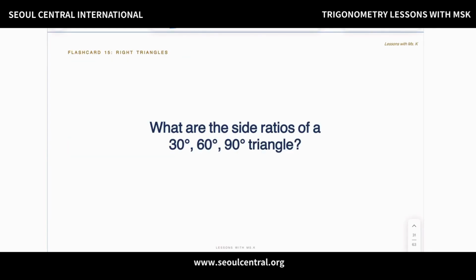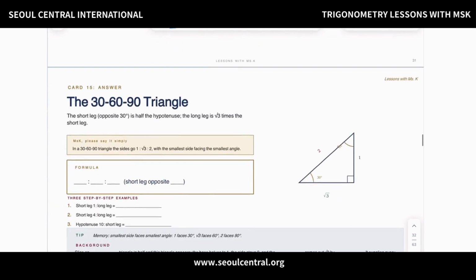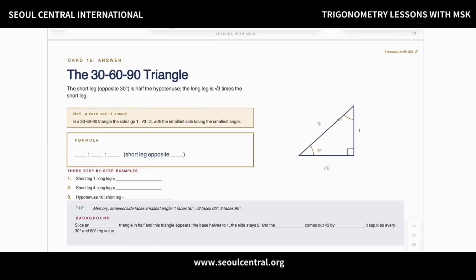All right, flashcard 15, right triangles. What are the side ratios of a 30, 60, 90 triangle? In the 30, 60, 90 triangle, the short leg opposite 30 degrees is half the hypotenuse. The long leg is square root 3 times the short leg. And the short leg, again, is opposite 30 degrees. So we have 1, square root 3, 2, and the short leg is opposite 30 degrees.